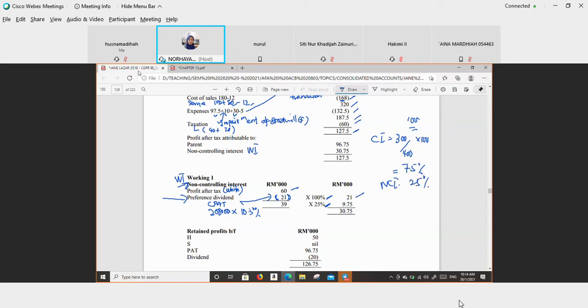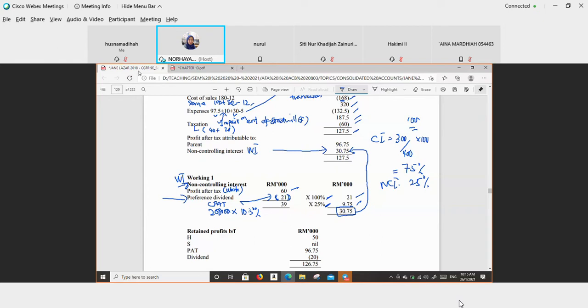Okay, so that is why, from the total profit after tax, 25% belongs to non-controlling interest. So the non-controlling interest share of profit will be 30,750. This will be part of the profit attributable to non-controlling interest. This is the working. So the balance goes to the parent.